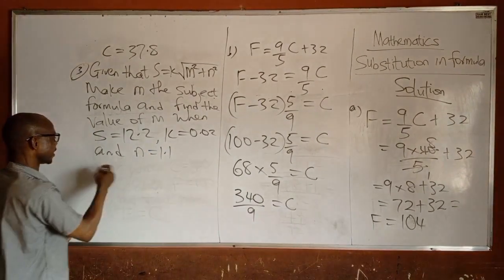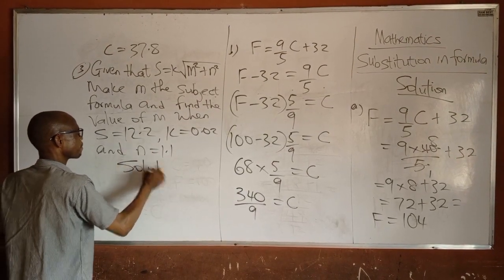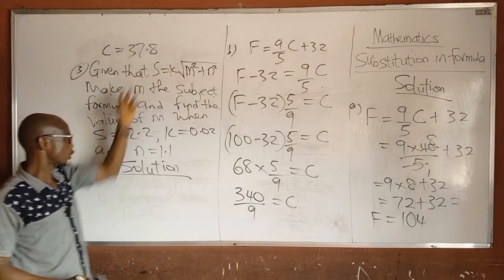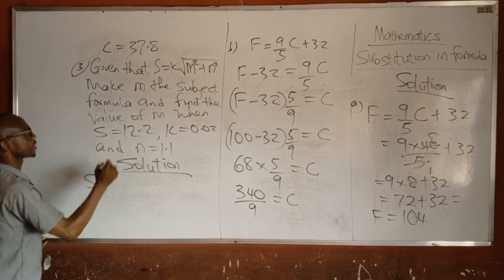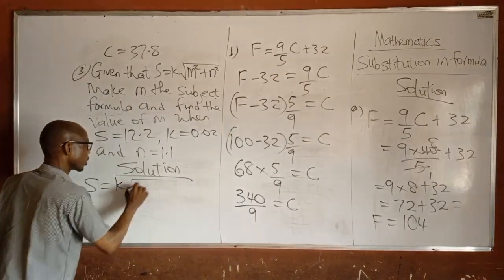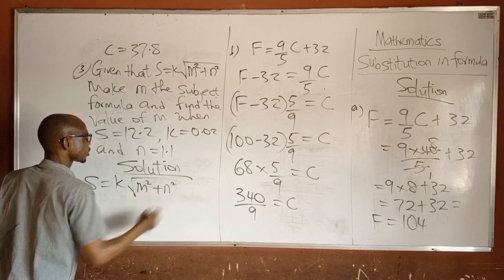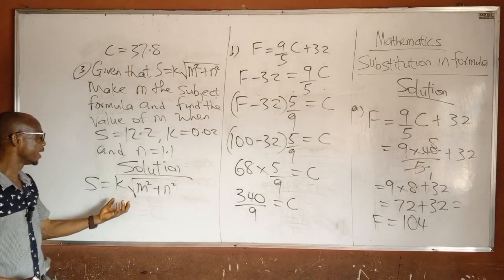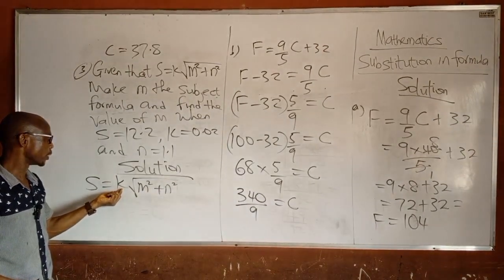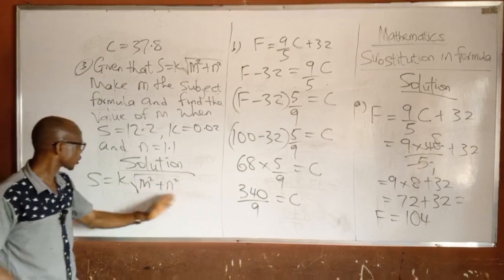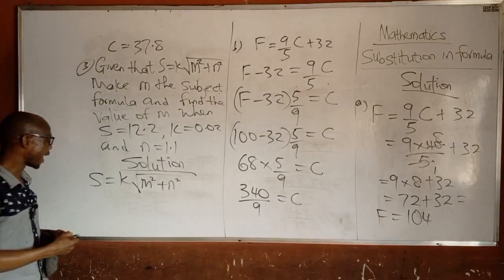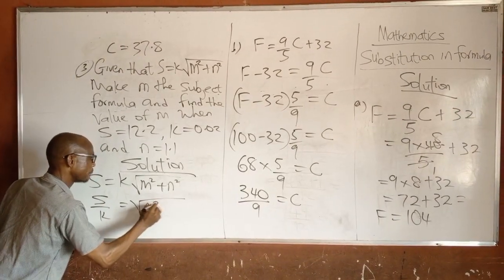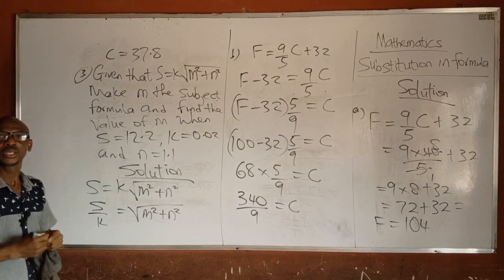What are we going to do? First, let's look at that solution. We are going to make our m the subject. x is equal to k root m square plus n square. Our k is multiplying everything in the root sign there. So first, we move our k from this place by doing what? Dividing both sides by k. So k will come to divide, and we now have x over k is equal to root m square plus n square.